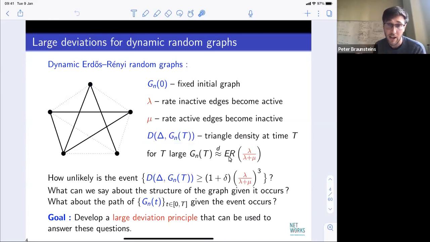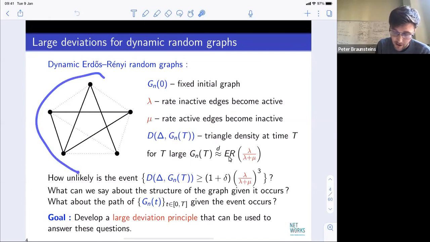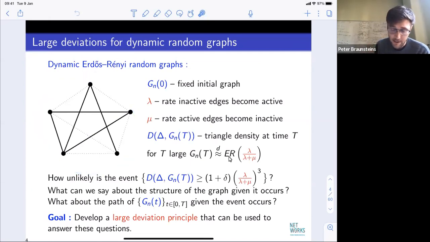We're again going to be interested in questions concerning the subgraph density, and in particular, triangle density. But now we're going to be interested in the triangle density at a specific time, t. So we can note that when t is large, this Erdős-Rényi random graph has forgotten about its initial state, and each edge is in its stationary distribution. So each edge is on with this stationary probability.